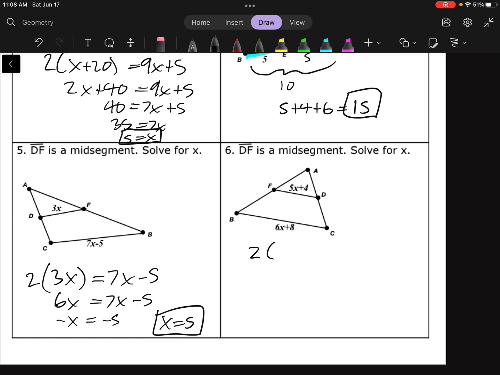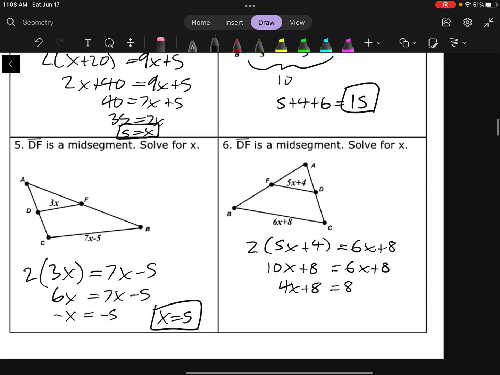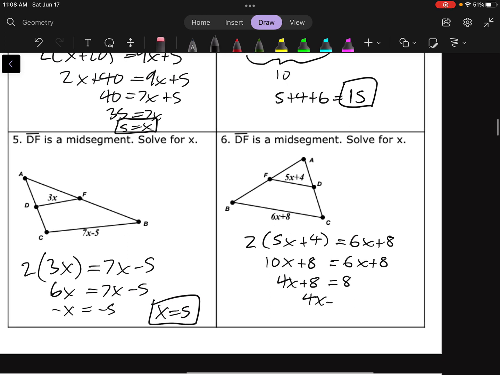Then the last one, let's do 2 times 5x plus 4 is equal to 6x plus 8. That's 10x plus 8 is equal to 6x plus 8. If I subtract the 6x, I get 4x plus 8 is equal to 8. Subtract the 8, I get 4x is equal to 0, which means that x is 0, weirdly enough.